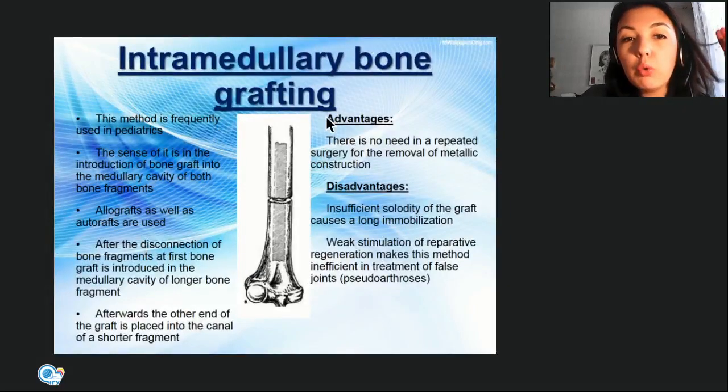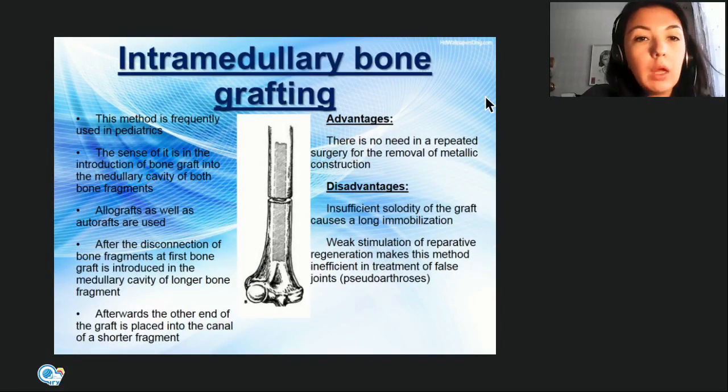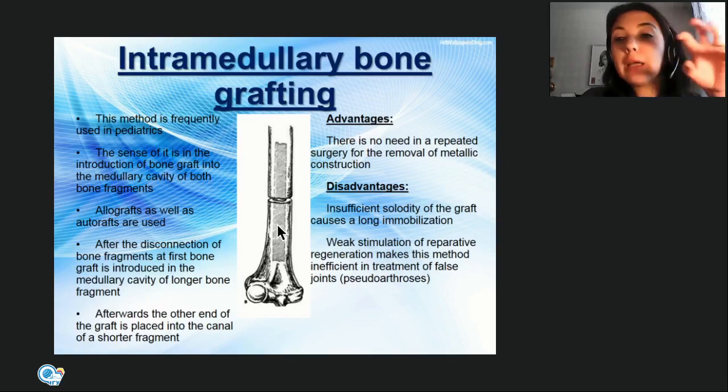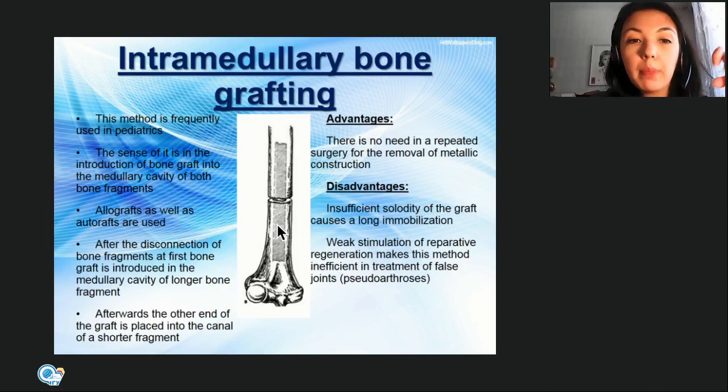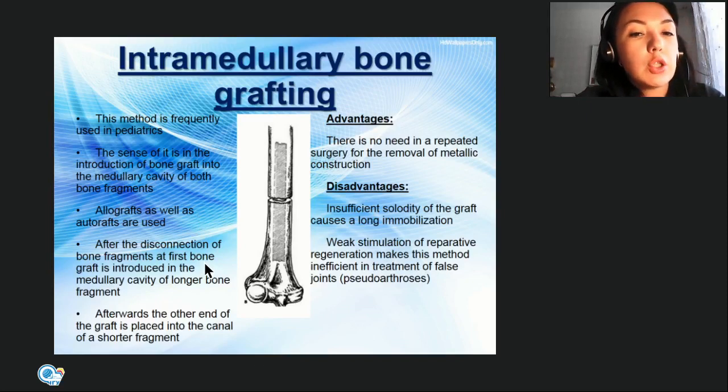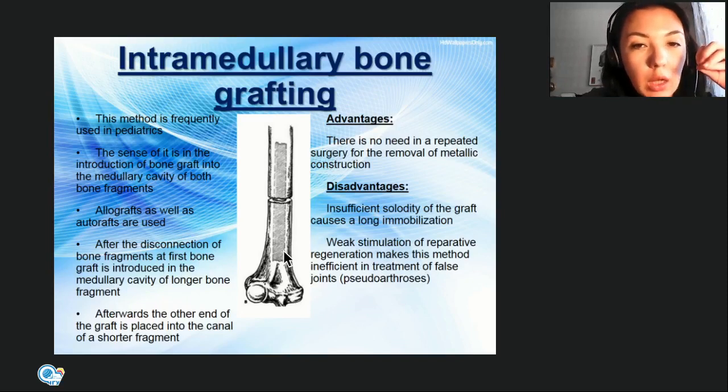Intramedullary bone grafting is also used, but usually it is used in pediatrics, in children. The sense of it is the introduction of bone graft into the medullary cavity of both bone fragments. In adults we use the same, but with special metallic devices, intramedullary devices. In children, we can use the bone. Allografts as well as autografts are used. After the disconnection of bone fragments, at first the bone graft is introduced into the medullary cavity of the longer bone fragment, then into the shorter. And then the wound is stitched.